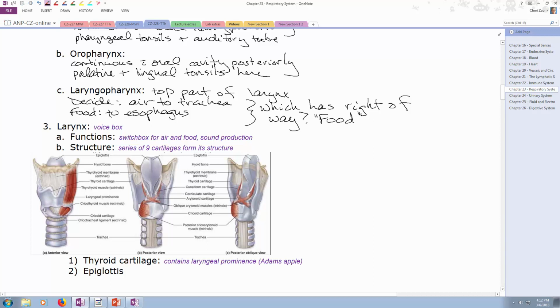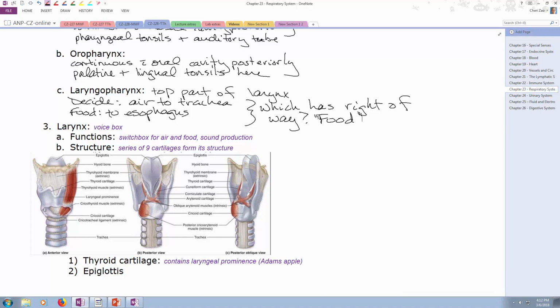Air can go into your stomach, yes? And all it does to you is make you burp. But when food goes into the airway, you start coughing. And also when you swallow, do you still breathe when you swallow? No, because if you still breathe when you swallow, you'll initiate the cough reflex because some of that food will go in there. So food actually does have the right of way.